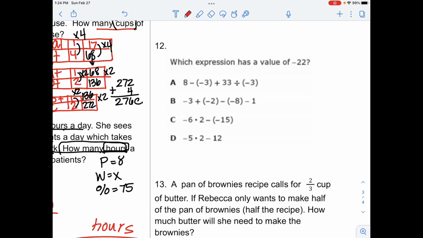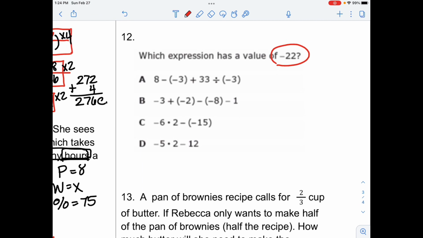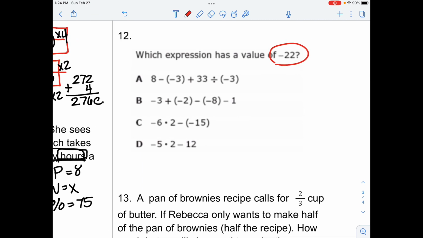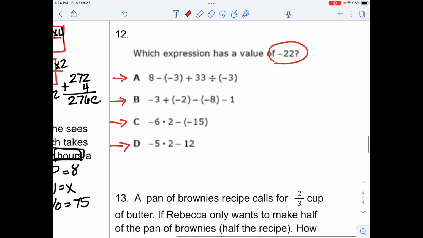Alright, right here, number 12. Which expression has a value of negative 22? So right here, we're going to have to follow our order of operations and our integer rules to make sure we come out with the right one that has negative 22, or you may come out with 2 right answers, and we are not going to have 2 right answers. Alright, so I'll give you some time to go do that and then answer it on the Ed puzzle.